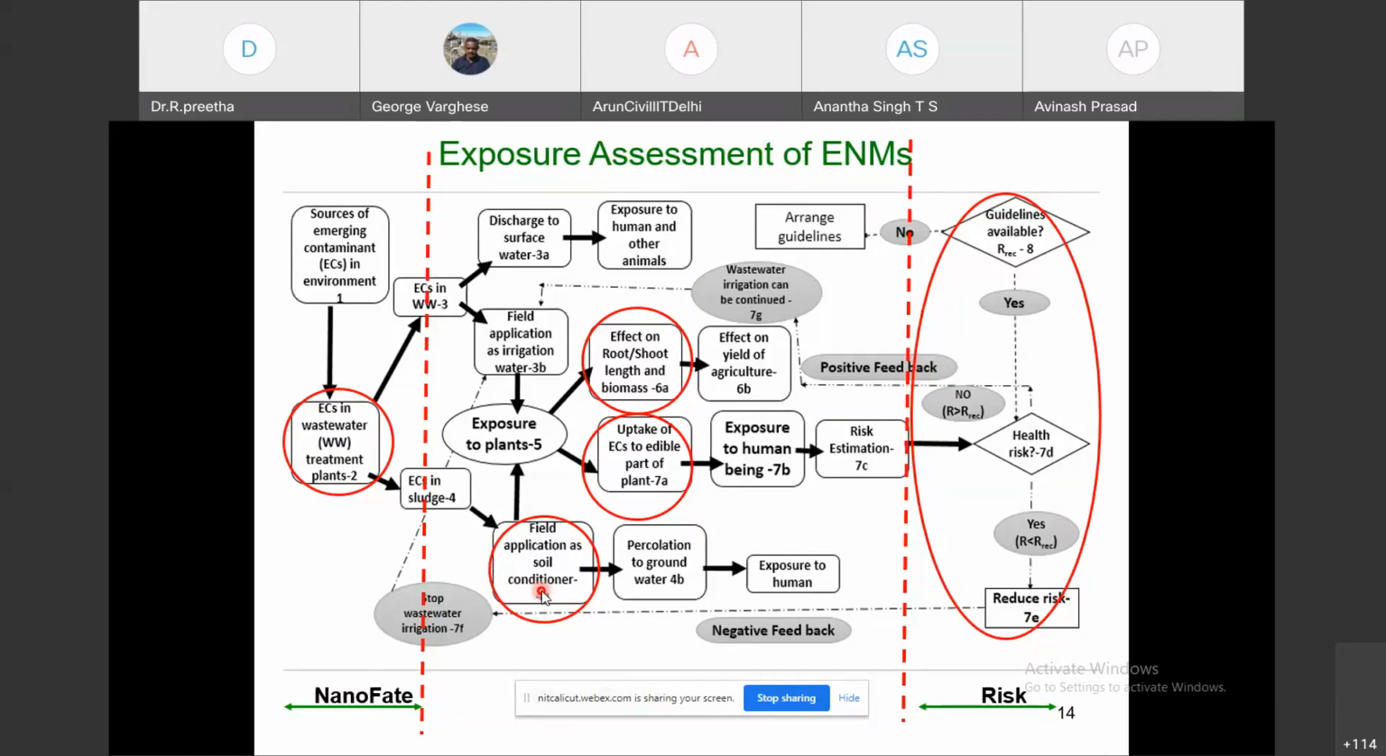Okay. Anybody else? Any question? Those who have questions can even type in the chat box. Just a second, Jawar. Those who have doubts can even type in the chat box. I will read it out. No problem.